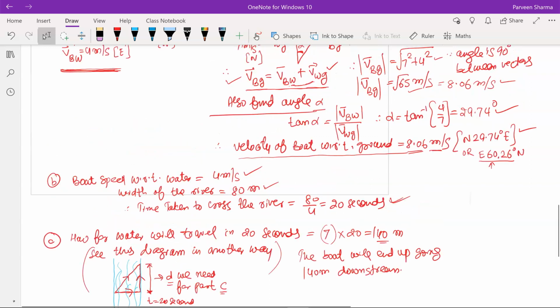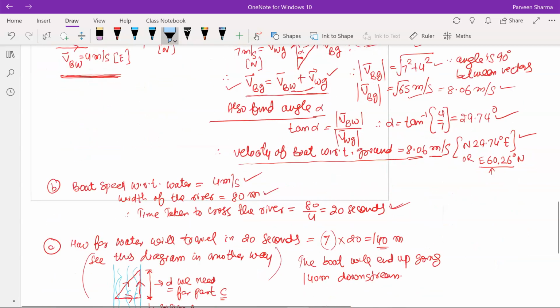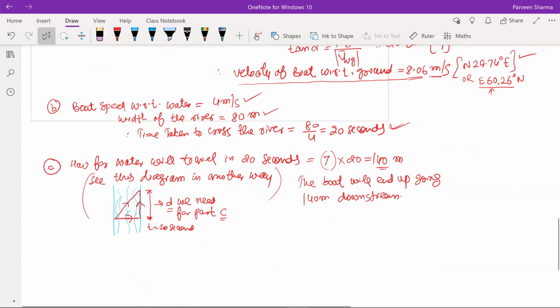Next part of the question here, I'm going to go back here. The last part. What distance downstream does the boat reach the opposite shore? Now we need to know, the boat is trying to go, let me see this diagram again. So water is flowing in north direction. Boat is trying to go in this direction. Because of water flowing in this direction, the boat will end up reaching here.